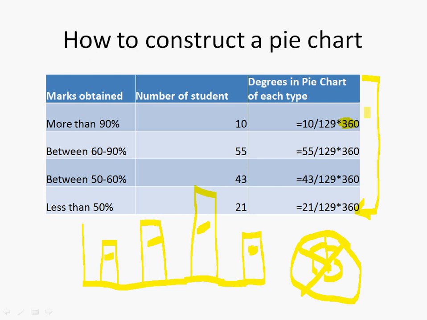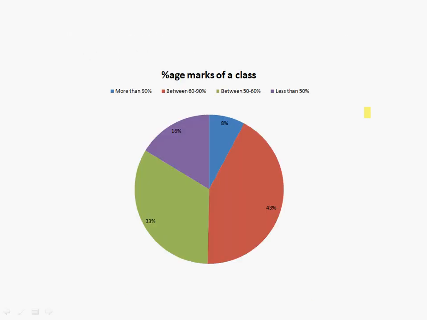Now the last segment of this video would be how to interpret pie charts, right? So again, suppose this pie chart is given to you, which is the percentage marks of a class, right? Now 43 is given, 33 is given, 16 and 8. You cannot make any sense out of this data unless and until one of these numbers is given, right?